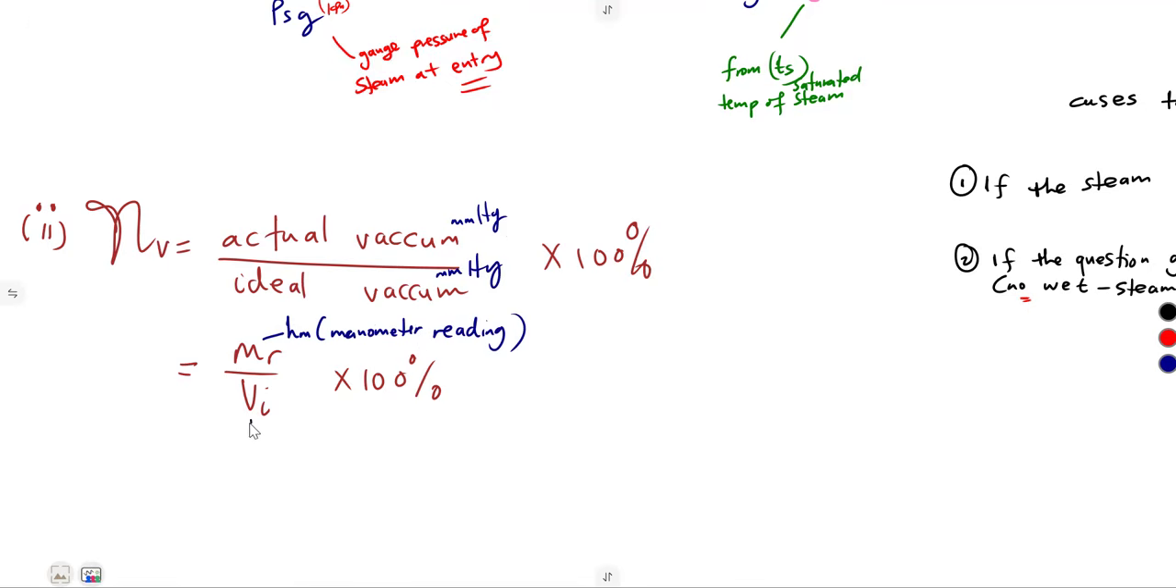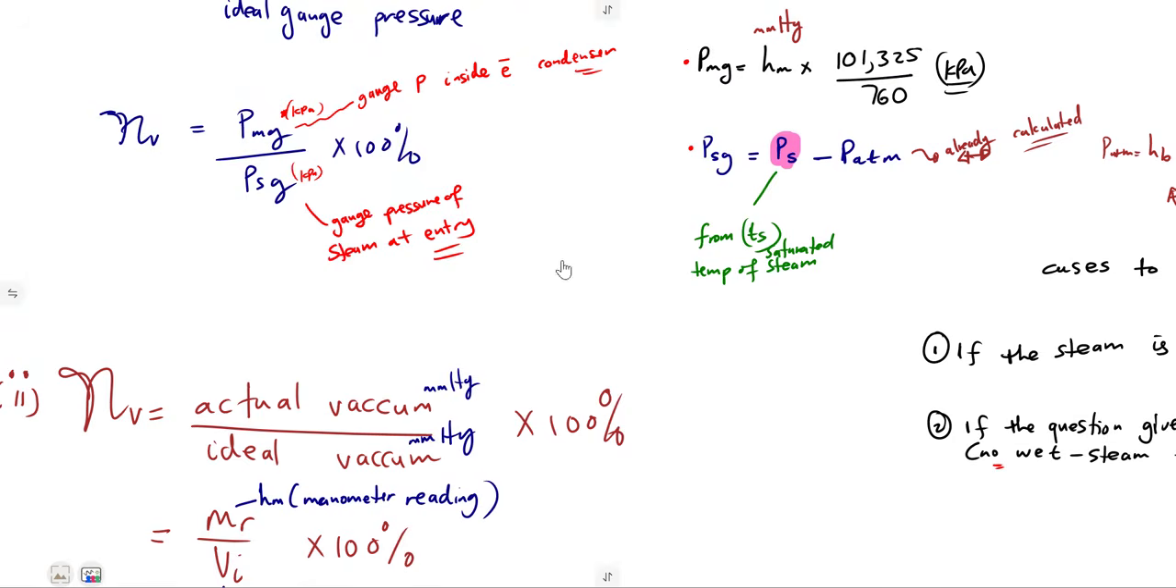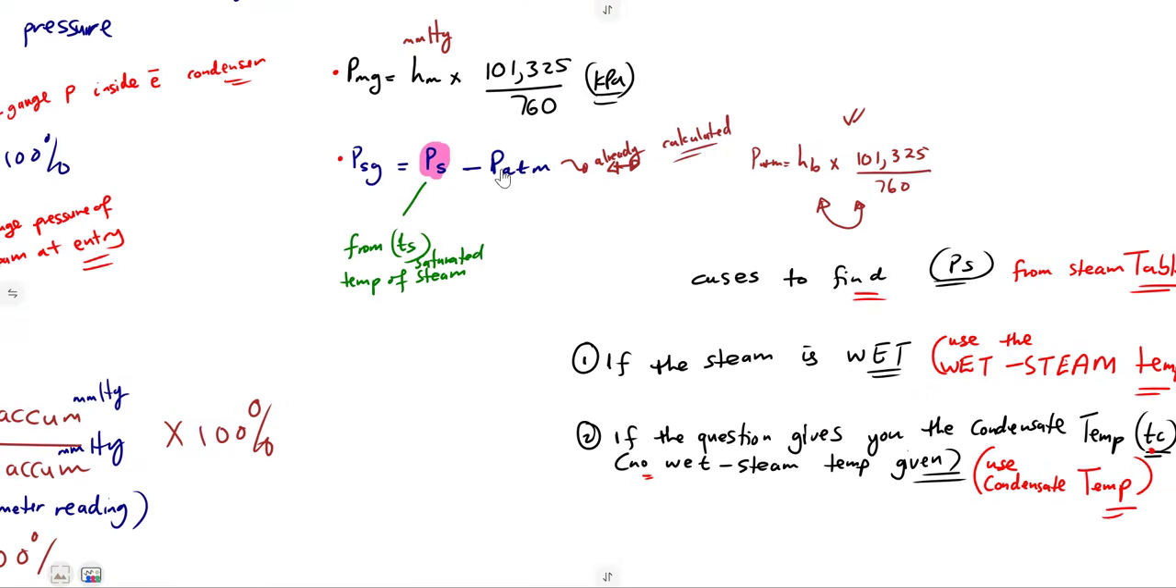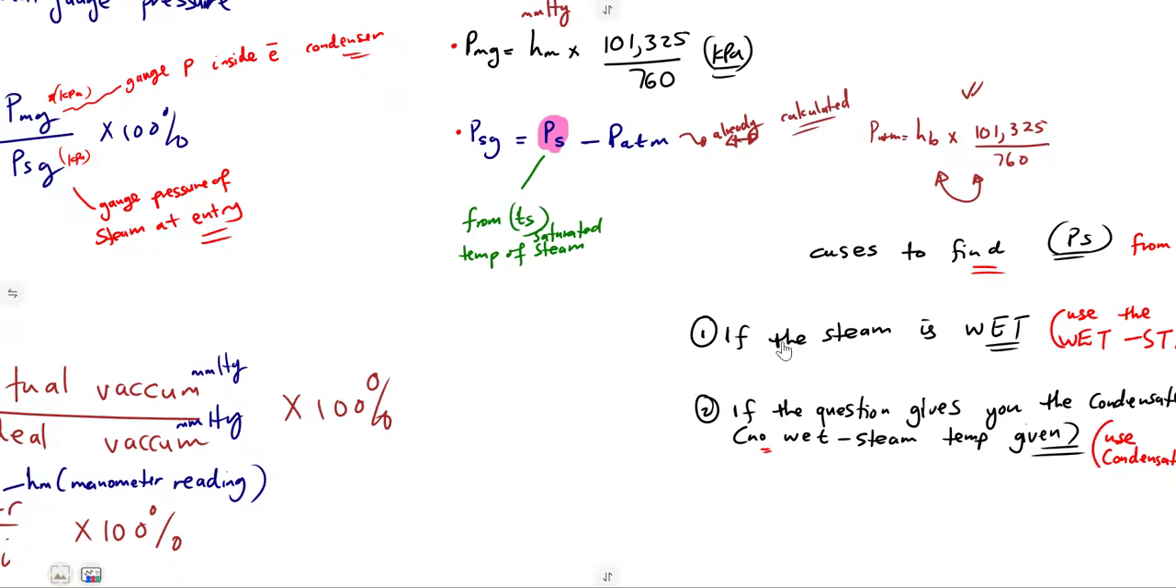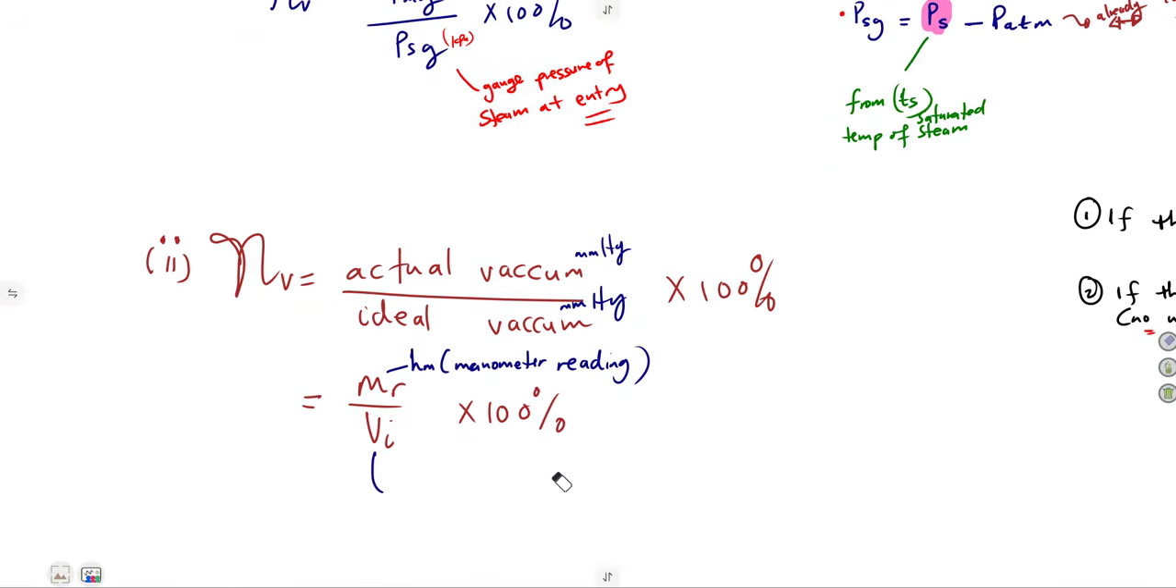And VI is representing our ideal. The ideal must be taken from the barometer reading, and we must subtract. Remember, it is ideal, just like what we had on this PSG. We had to subtract it from the atmospheric. There's a calculation henceforth to be made. So it is the same here. Let me just write it and have the formula.